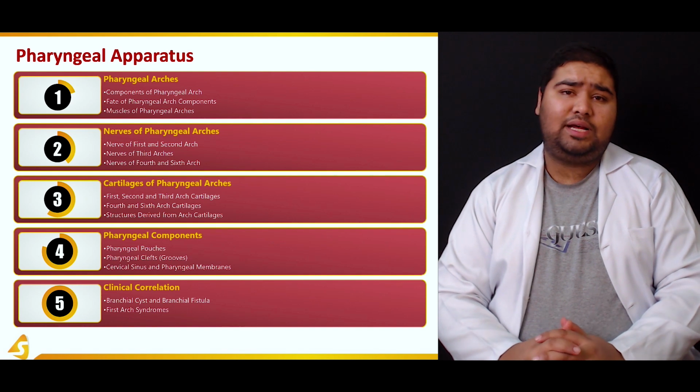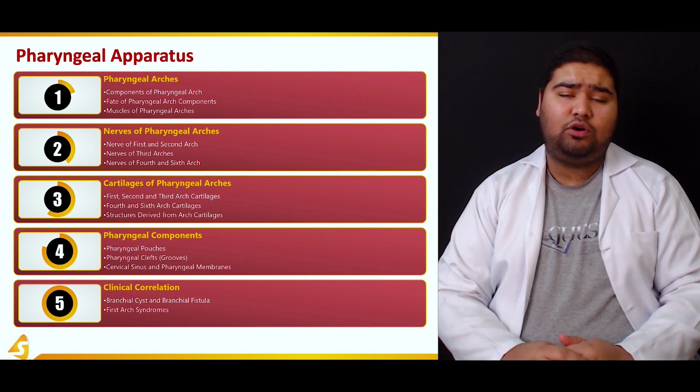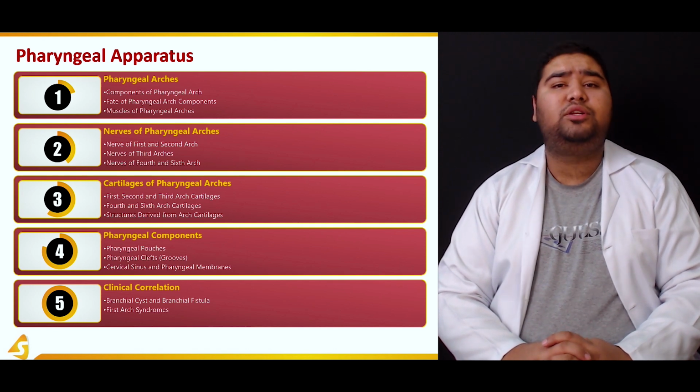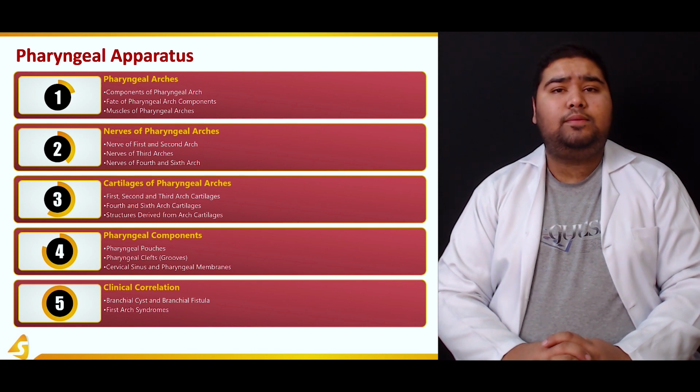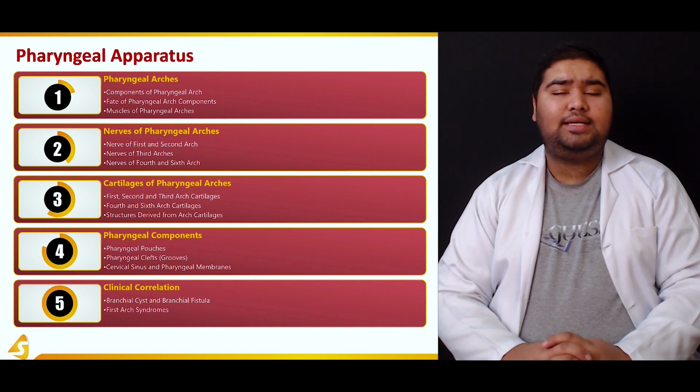First arch syndromes are a group of anomalies that occur due to lack of migration of the neural crest cells. The first arch syndromes include the Treacher Collins syndrome, the Pierre Robin syndrome, and microdeletion at chromosome 22. We'll see how that happens.